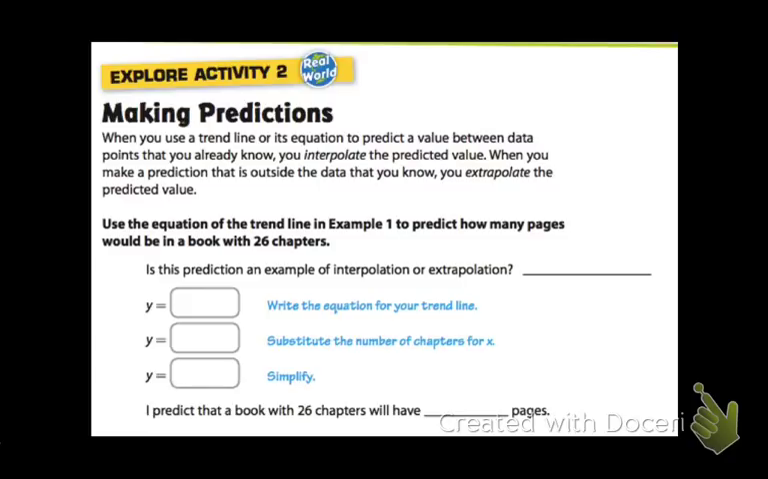All right, so we do have one more quick explore activity here. You are welcome to do this along with me, or if you would like to pause and just give it a whirl and check your answers, you are welcome to do that as well.